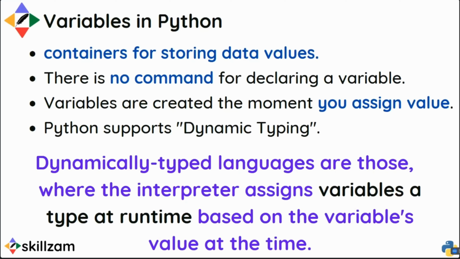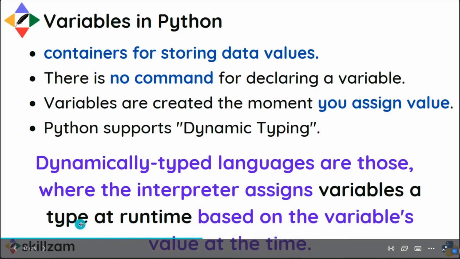All right, now what it means is variables in Python. Python, or for that matter any programming language, will store the data values. And always understand that like JavaScript, even Python will support dynamic typing. Dynamically typed languages are those where the interpreter assigns a variable a type at the runtime based on the values.